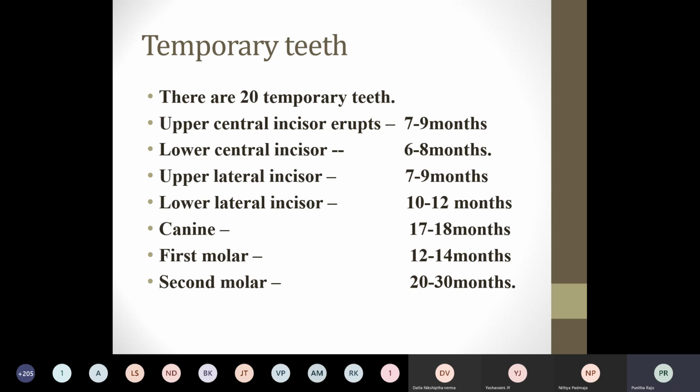Normally the canine will erupt a little late. After the eruption of the first molar, you see the eruption of the canine. It is a little bit delayed, so the canine will erupt after the first molar. So this is the time of eruption of the temporary teeth.